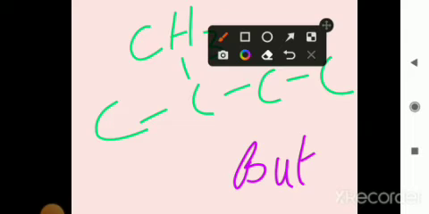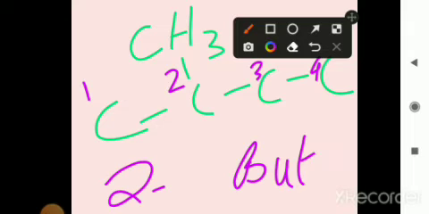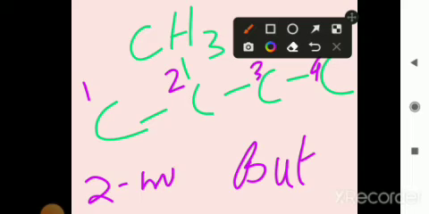Now at the position where we have found the substituent, I numbered it 1, 2, 3, and it is at position 2, not position 4. So write 2-methyl. We are going to write here 2-methyl, then but.